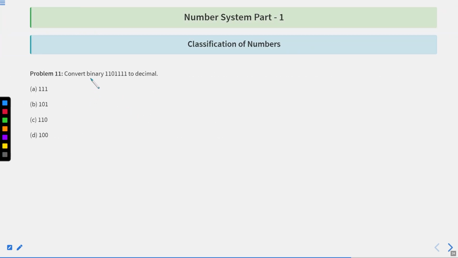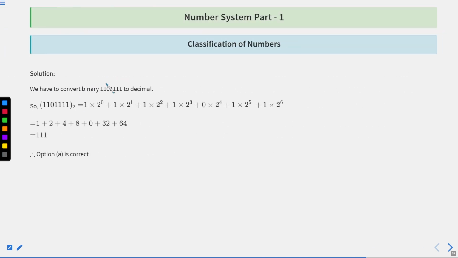Next, problem number 11. We have a number that is given to us, which is a binary number. Binary numbers are mostly used in computers. Convert 1101111 to decimal. So let's see how we do it.